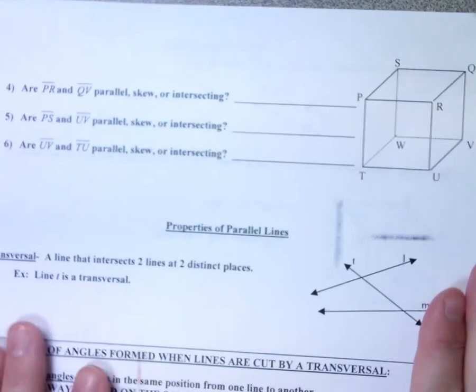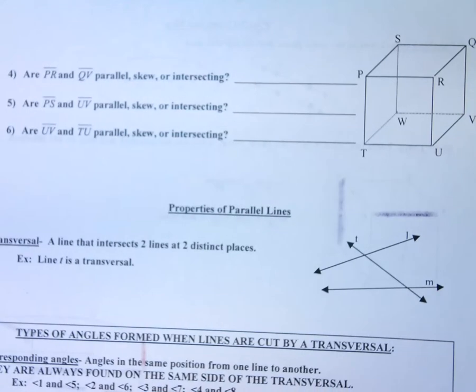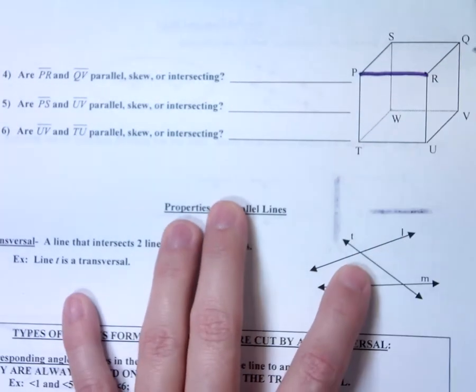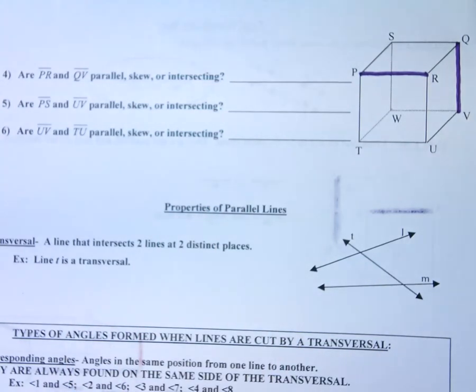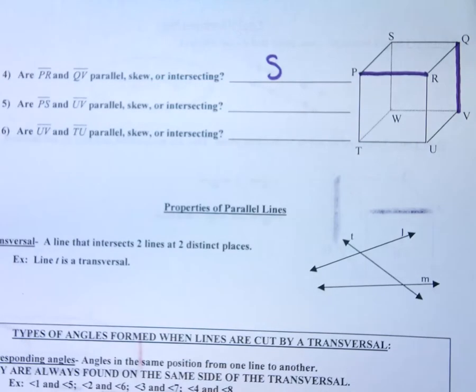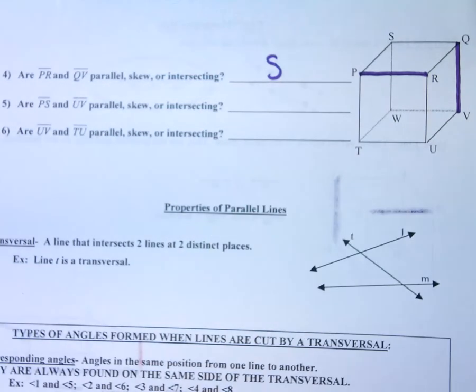All right, we're going to do three more, and then I'm just going to give you a teeny tiny assignment that matches this. Okay, so number 4 says, are segments PR and QV parallel, skew, or intersecting? PR and QV. Yes, they are skew. I'm just going to use an S for skew. They don't intersect. They're obviously not parallel, so they must be skew. Okay, take a second and think about 5 and 6. Don't blurt them out.